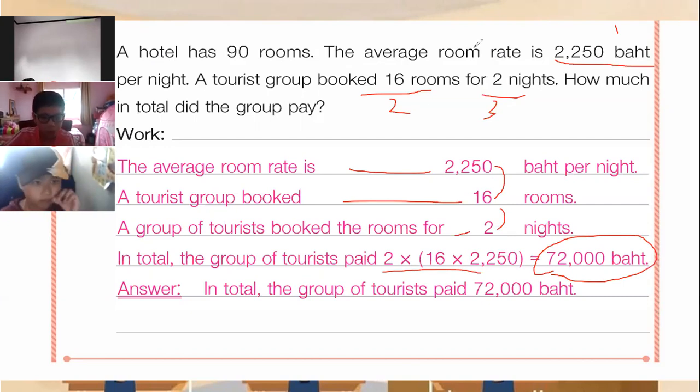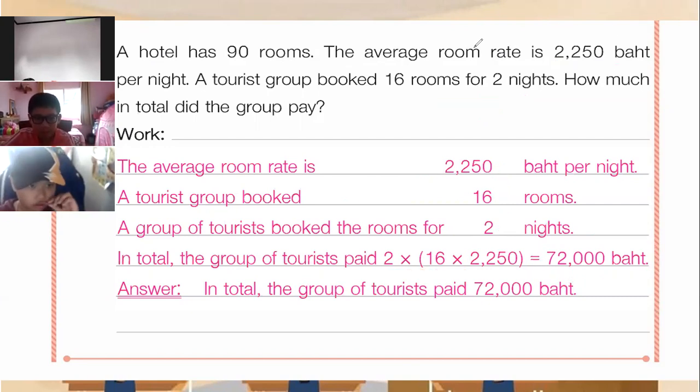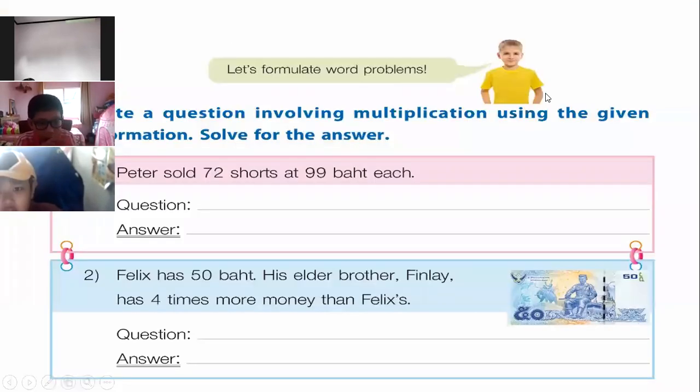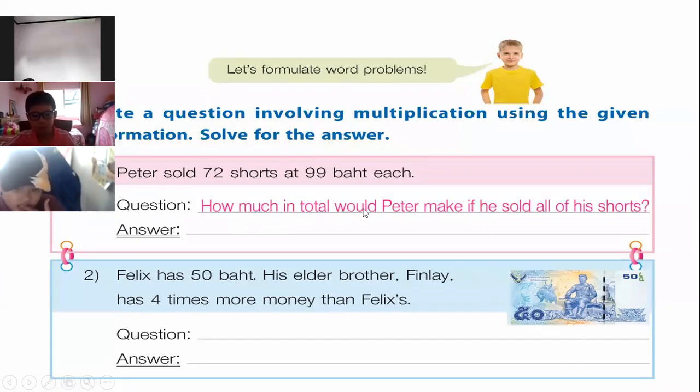Okay, students, so this is all for today. And you have some page numbers here, page number 142, where we have questions. We have some information given to us, and we have to make a question and then give the answer. For example, Peter sold 72 shorts at 99 baht each. So what question can we make? We can make a question: how much in total would Peter make if he sold all of his shorts?